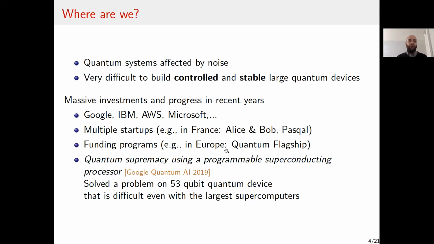In terms of the progress we have seen recently, let me mention one of the most famous progresses in the last few years, by the Google team. It's usually referred to as quantum supremacy. The title of the paper is Quantum Supremacy Using a Programmable Superconducting Processor. So what did they achieve? Let me very briefly tell you what was achieved a few years ago. The Google group was able to construct a 53 qubit quantum computer. 53 is quite a small number, but for quantum computing, this is not easy. The amazing thing is that they were able to solve on this 53 qubit quantum device a problem that is very difficult to solve, and we don't know how to solve it even with today's largest supercomputers.